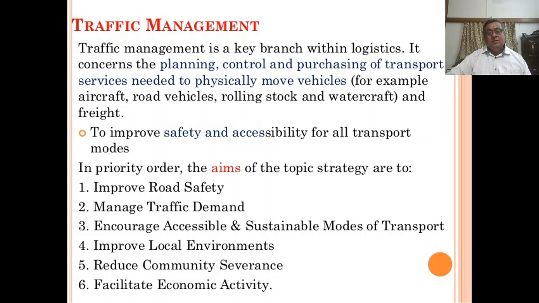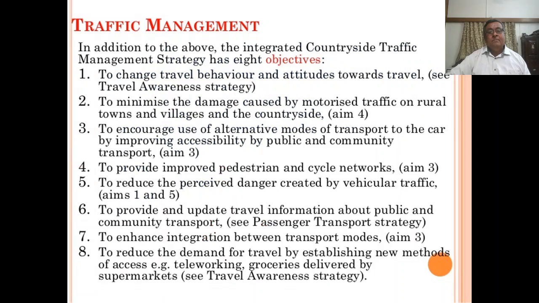In priority order, the aims of the strategy are to improve road safety, manage traffic demand, encourage accessible and sustainable modes of transport, improve local environments, reduce community severance, and facilitate economic activity. In addition to the above, the integrated countryside traffic management strategy has 8 objectives. First one, to change travel behavior and attitudes towards travel. Two, to minimize the damage caused by motorized traffic on rural towns and villages and the countryside.